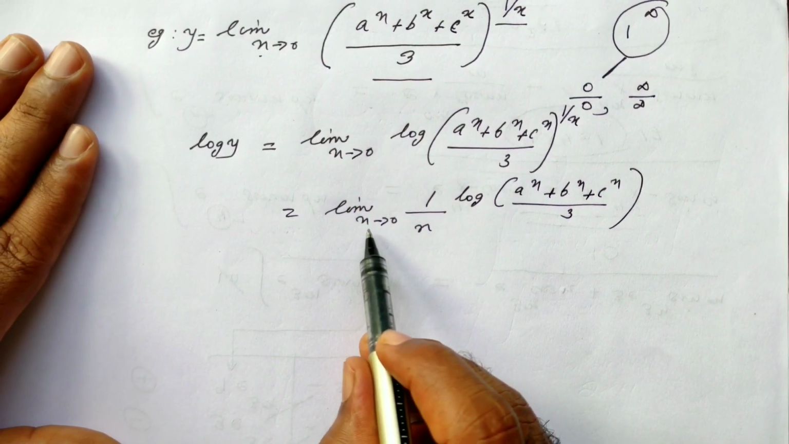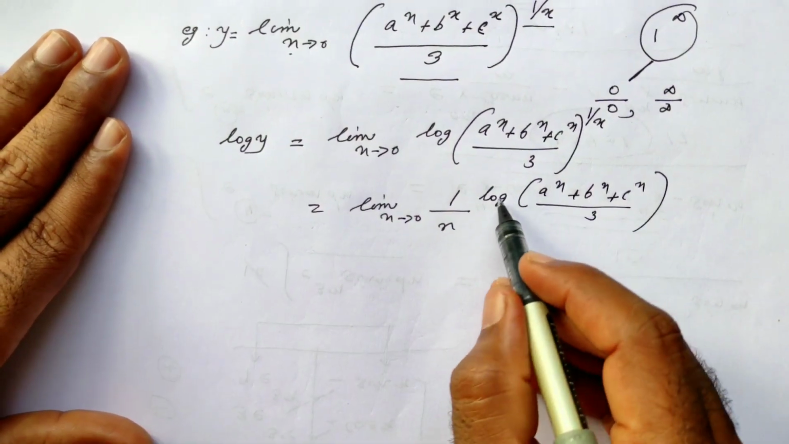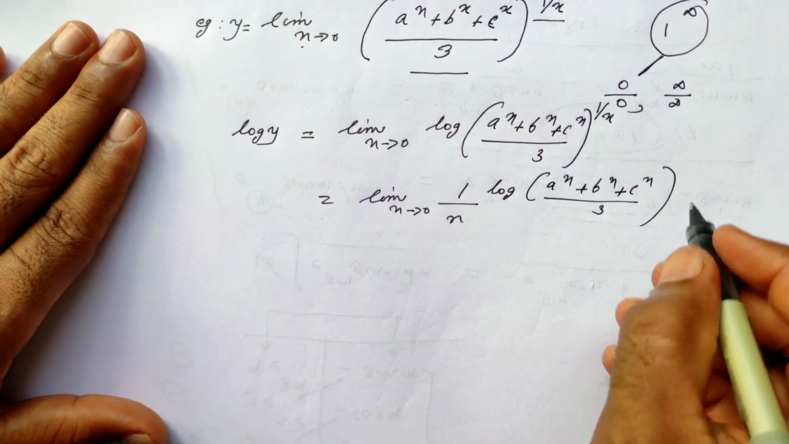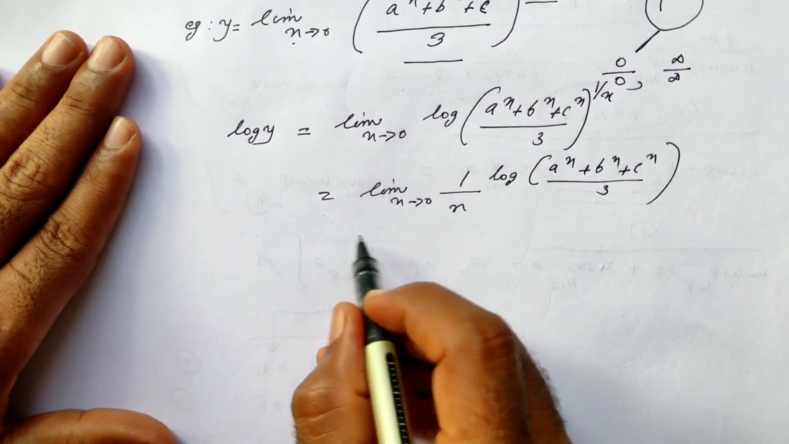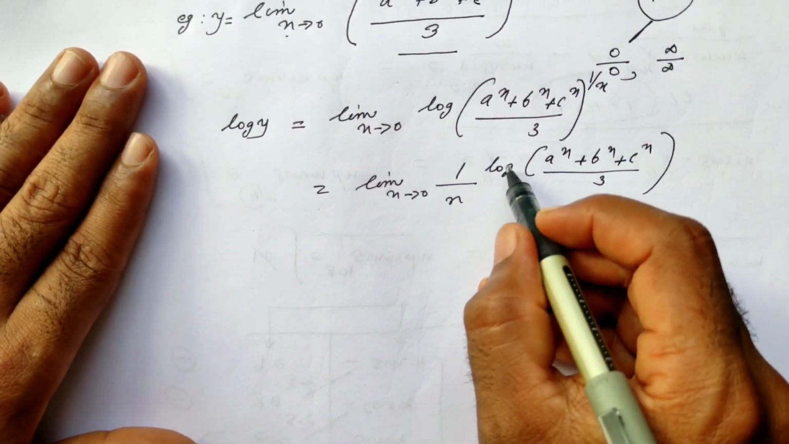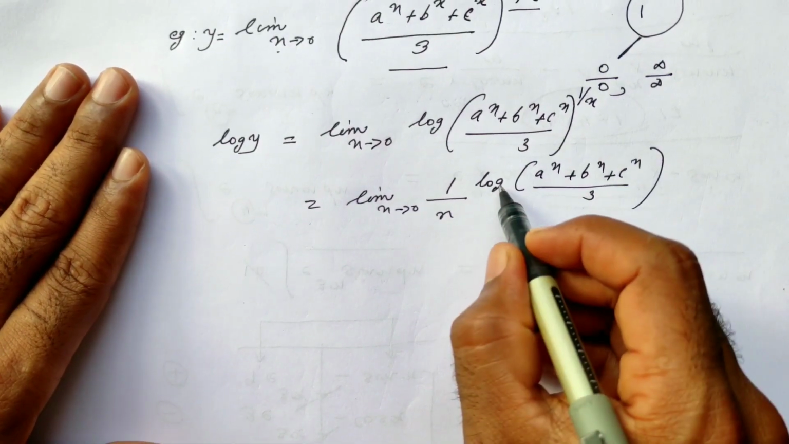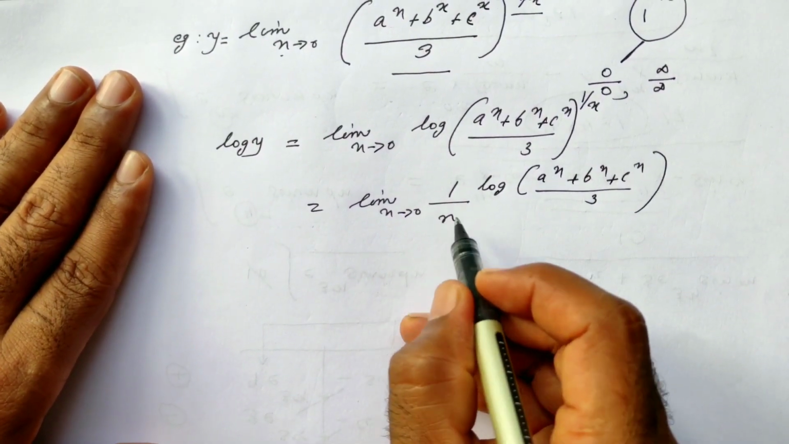Now we are applying x tends to 0 here. It is in the form of 0 by 0, so we are eligible to apply L'Hospital rule here. So let's take the derivative of the numerator, log of the function, and the denominator x separately.